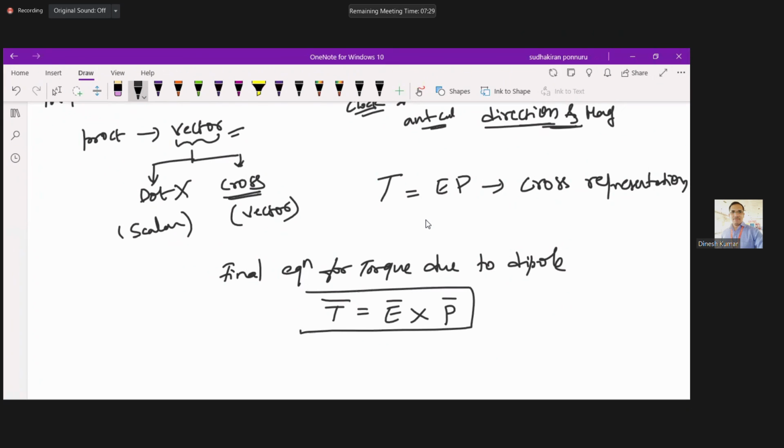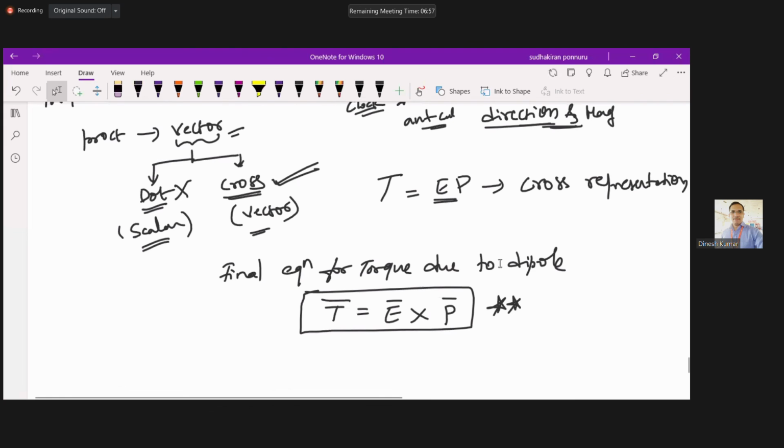Since torque is a vector quantity and vector products are of two types, dot product and cross product, where dot gives the scalar value and cross gives the vector value, we exclude the dot and represent the torque with the cross, writing the torque equation as T bar is equal to E bar cross P bar. This is very important as a type of question.